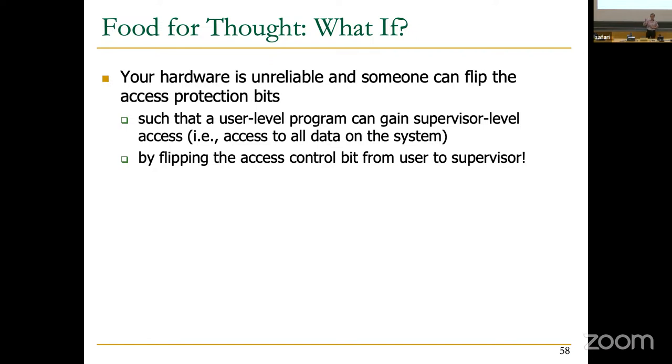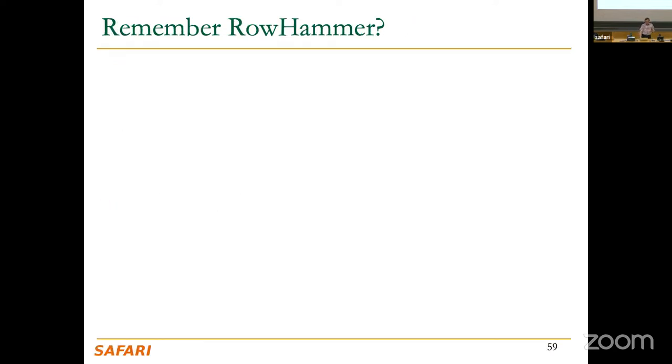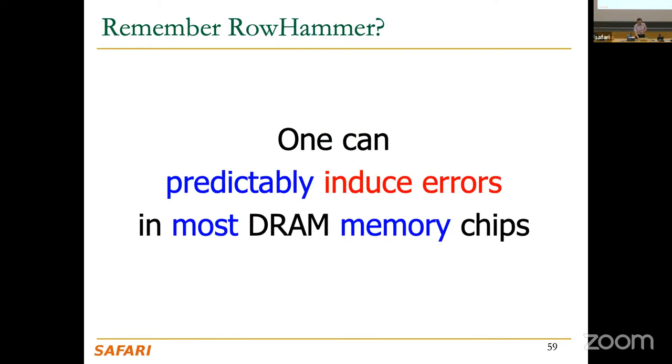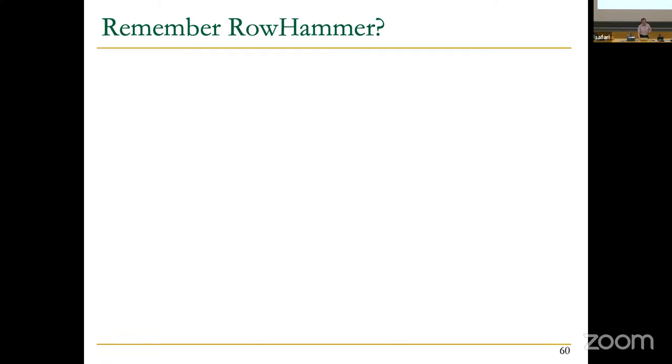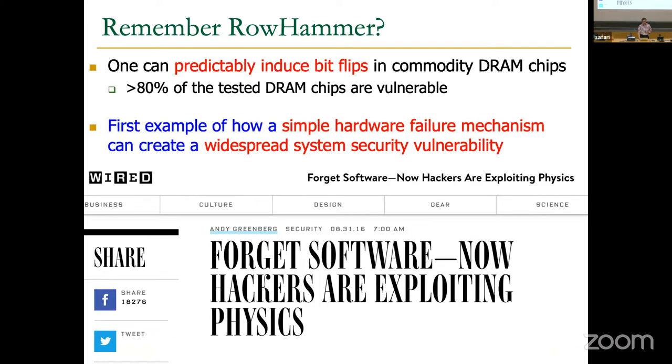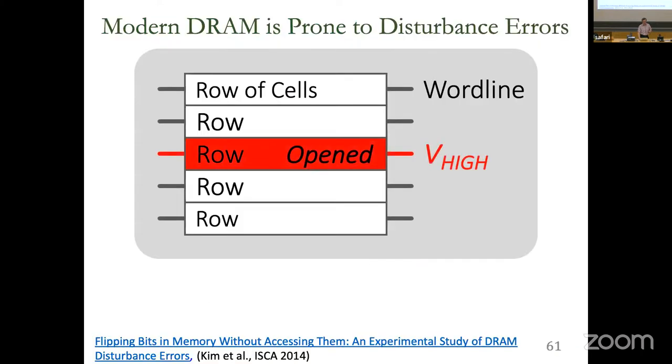You somehow flip the access control bit on your page table entry to supervisor, and you have access to your page table, because this page table entry may be pointing to your page table, right? Makes sense. I'll give you an example. Can this happen? Well, since you know about RowHammer, you know that this could happen, right? So basically, you can predictably induce errors in most DRAM memory chips. And we already talked about this. Let me give you the idea very quickly again, and then I'll show you a security attack that actually takes over the system by taking advantage of these bit flips.